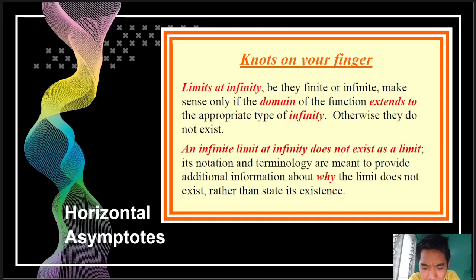Limits at infinity, be they finite or infinite, make sense only if the domain of the function extends to the appropriate type of infinity. Otherwise, they do not exist. An infinite limit at infinity does not exist as a limit. Its notation and terminology are meant to provide additional information about why the limit does not exist rather than state its existence. So basically, theoretically, 1 over 0 is the limit there, it does not exist. I just have to define that the behavior of your graph extends to a relatively large number such that it approaches infinity.